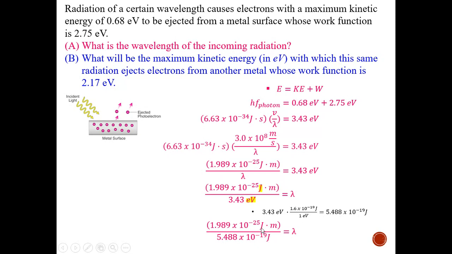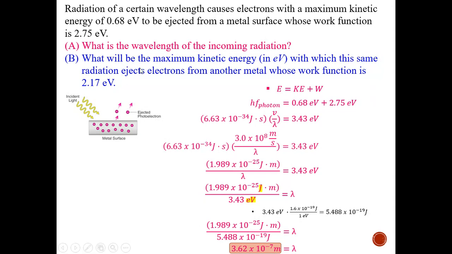As you can see here, joules on the top and joules on the bottom cancel out. It leaves me just with the units of meters. So if I simplify this on my calculator, I get a value of 3.62 times 10 to the negative 7 meters. I'll highlight that as the answer. If you want, you can convert this value to nanometers, so it would be 362 nanometers. Other than that, I'm just going to keep it in meters.